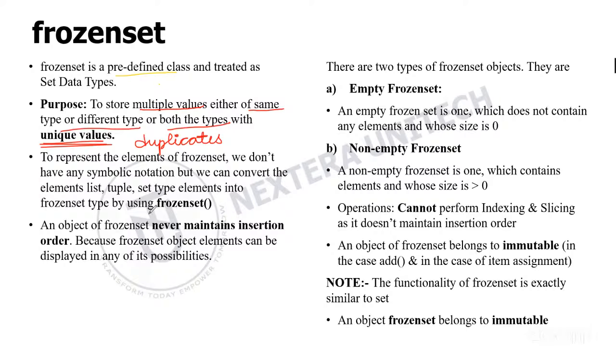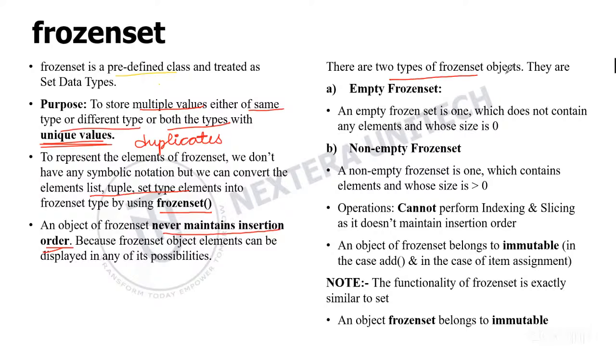And there is no certain notation for frozen sets. You can just convert any other type like list, tuple or set elements into frozen set using the frozenset function. And this frozen set does not maintain the insertion order because, as you know, these sets use hashing, right? So that is why it will not maintain insertion order.